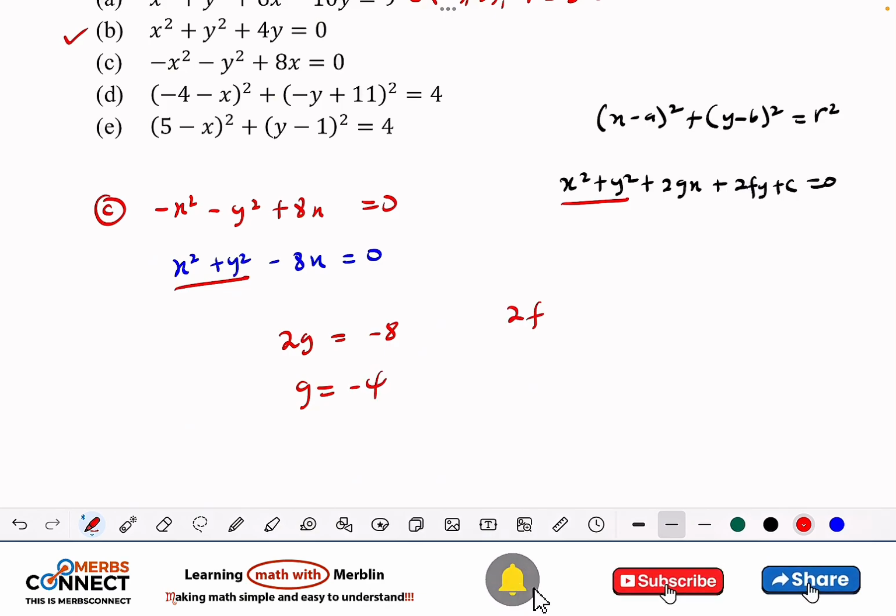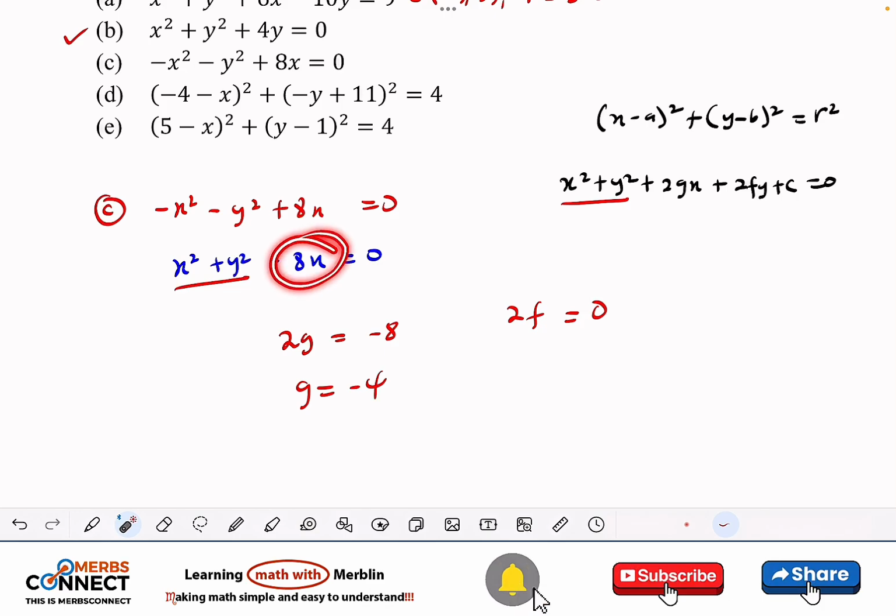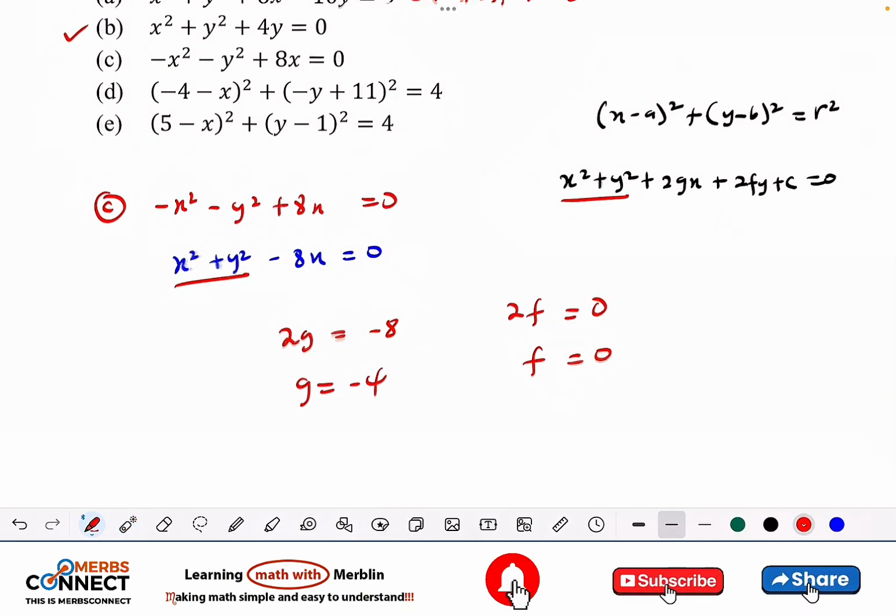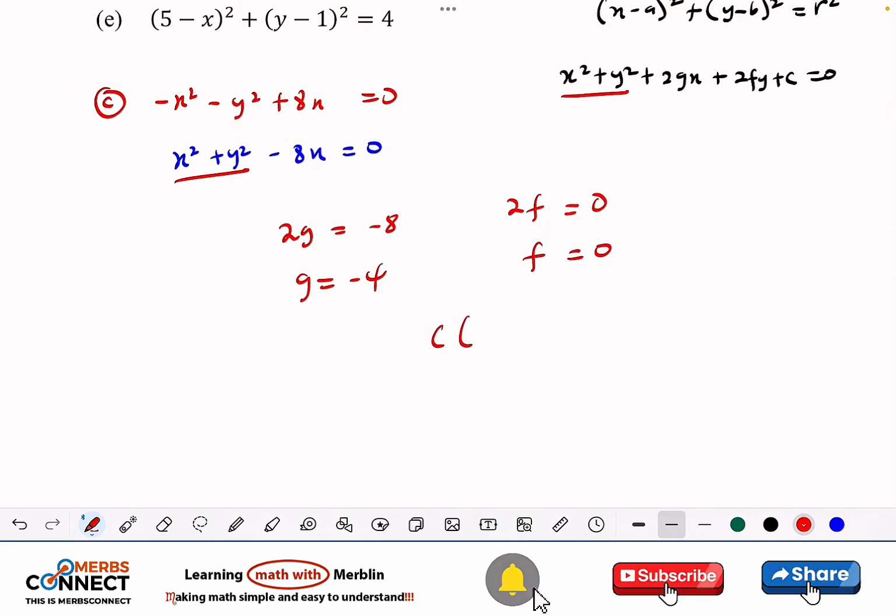Now 2f, which is the coefficient of y, we don't have any term here. We don't have any term here, what is y? So it means that the y term on this is 0. So we are going to get this one to be 0, and our f will be equal to 0. So it means that the center is going to be minus g, minus f, and this is going to be 4, 0. Please don't write minus 0. No, it is 0. Okay, just kidding. Right. So that's what you are going to get for the center.